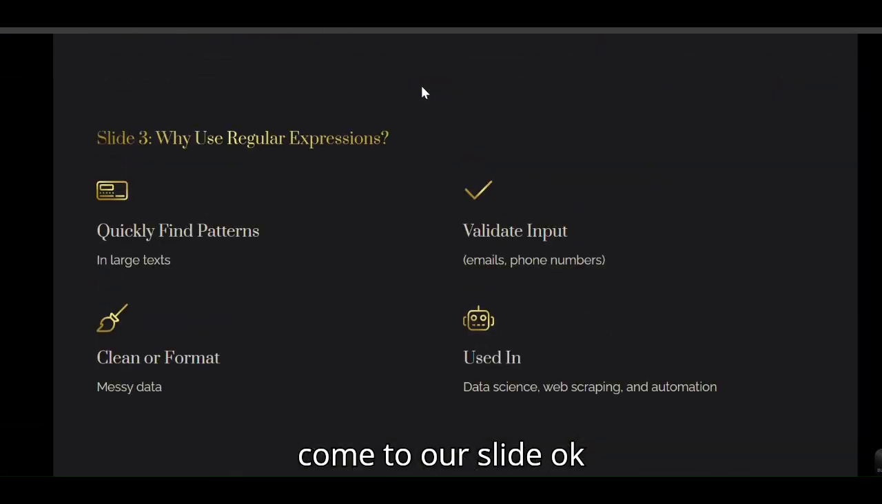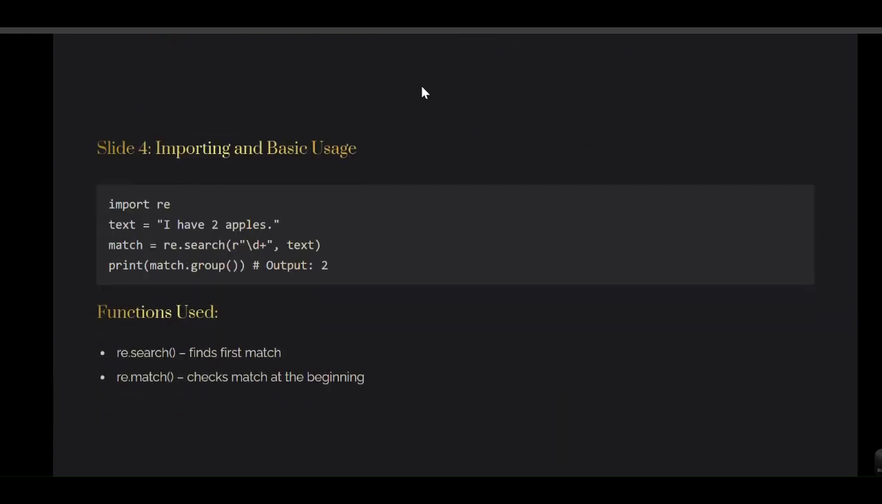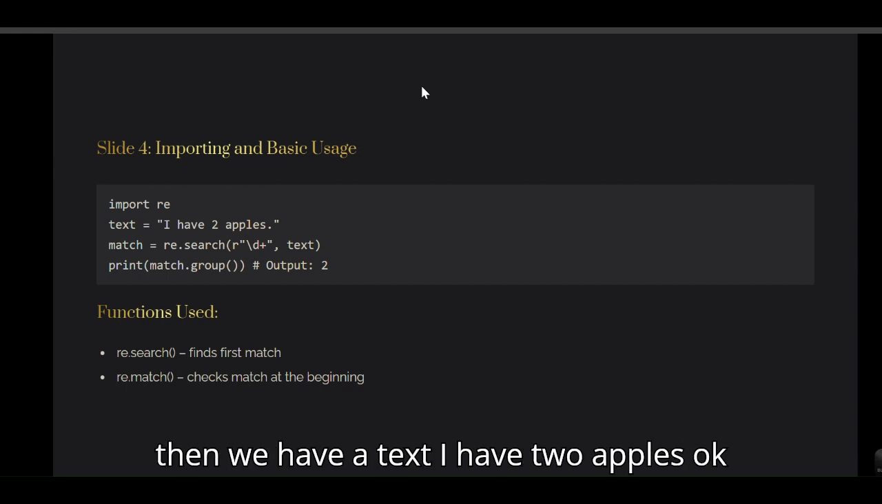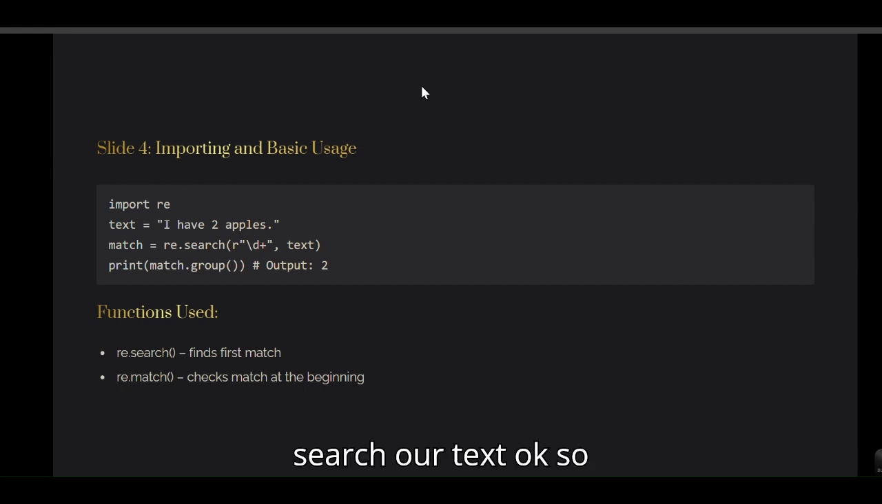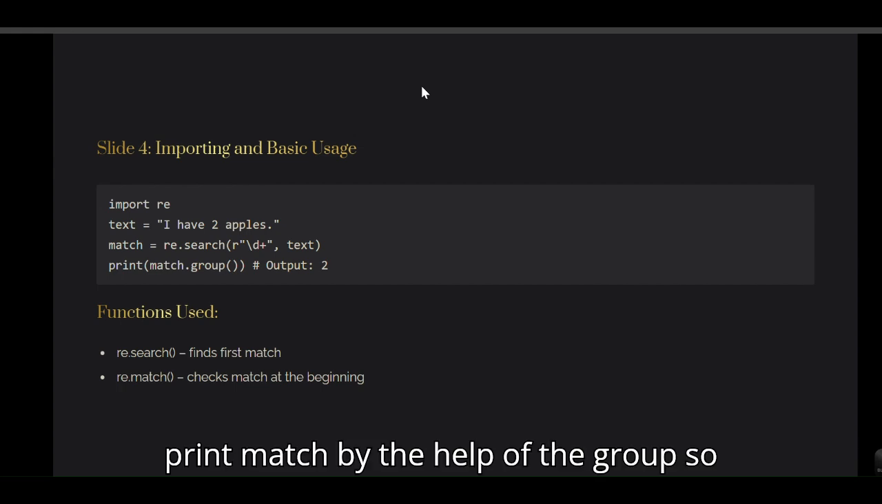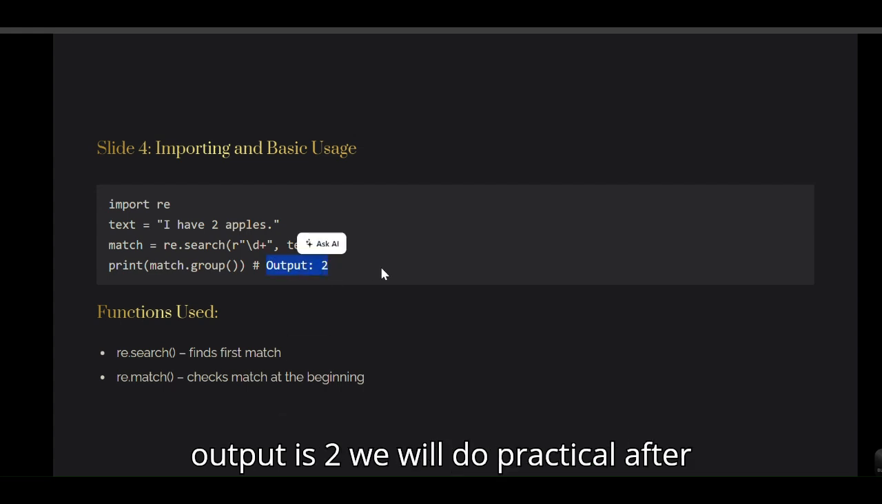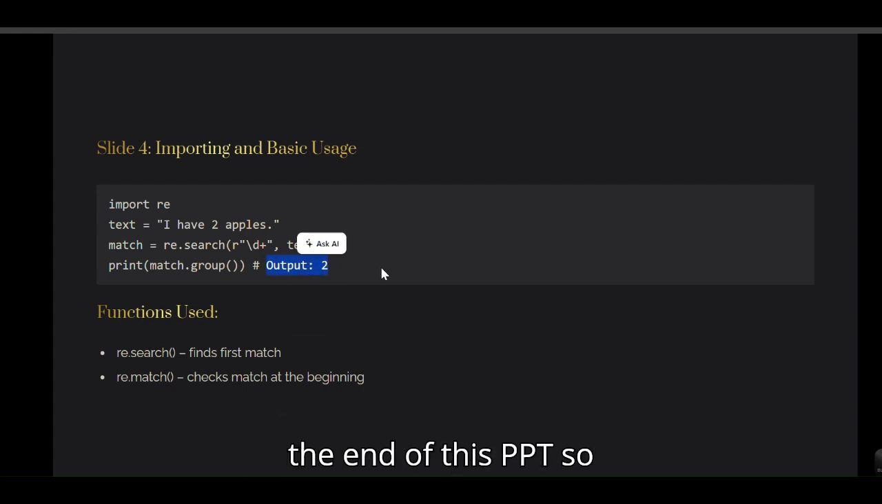So we come back to our slide. First of all, we import our re regular expression module. Then we have a text, I have 2 apples. Then we have a variable match in which we search our text. Re.search finds the first match, so it extracts 2 from the text. Then we print match with the help of group. So the output is 2. We will do the practical after the end of this PPT.